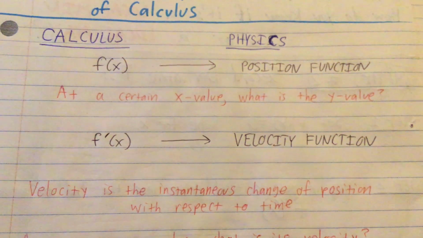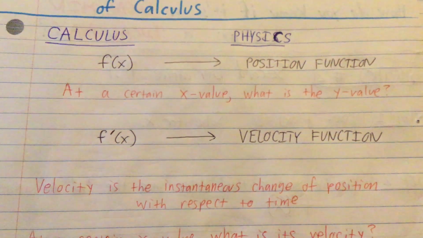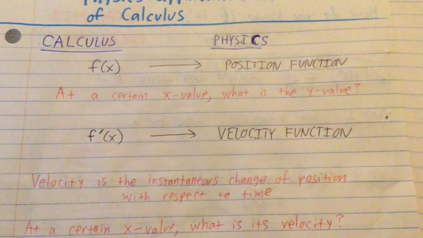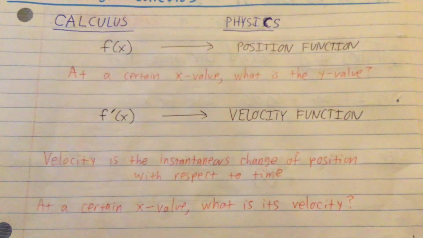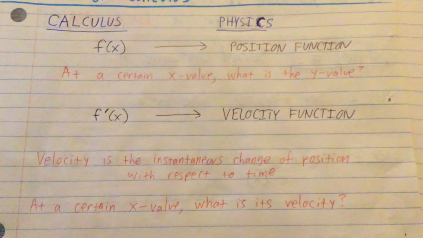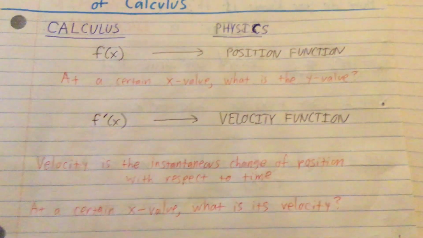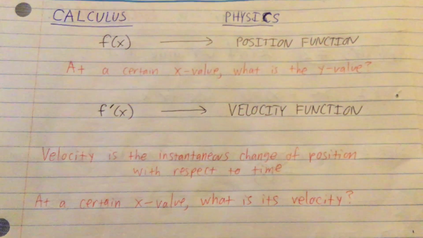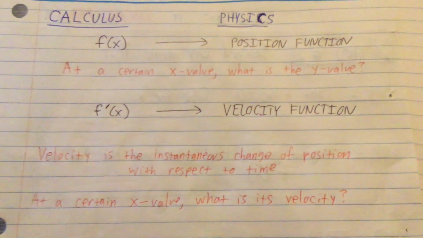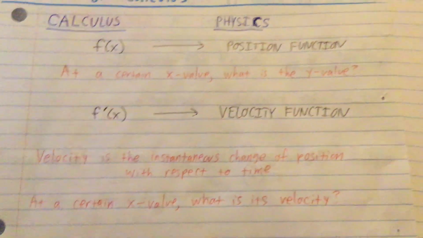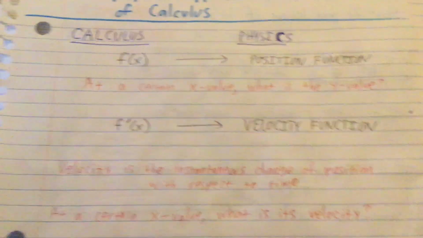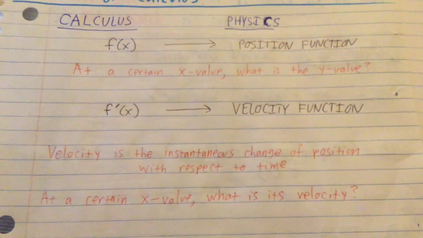And he showed me, a blast from the past the year before, that there's a position function, there's a velocity function. The velocity function is the derivative of the position function. So velocity is the instantaneous rate of change. In other words, the change of position with respect to time. Notice that speed is measured in miles per hour. It's a change in position. But how fast was the change in position? So at a certain x value, what is the velocity at that particular point?